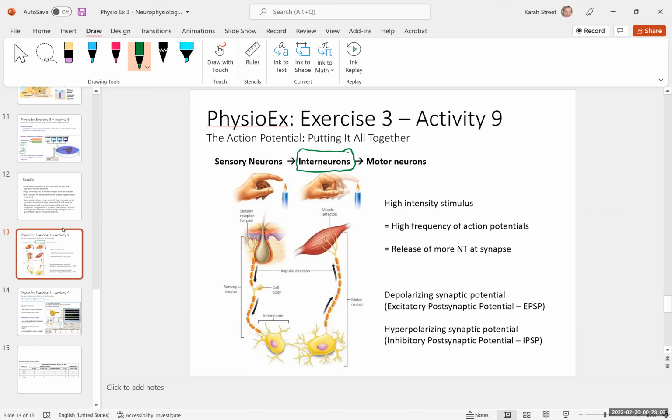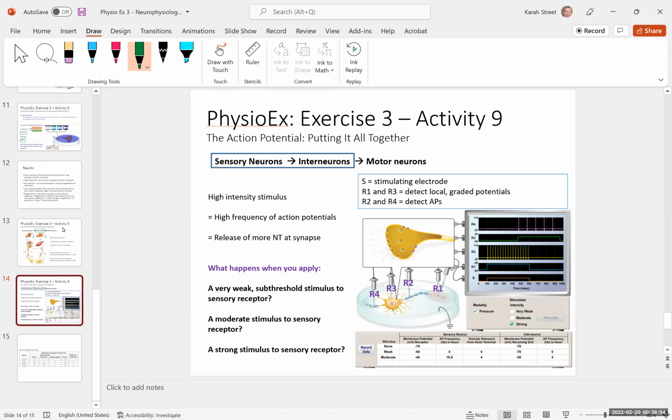In lecture material, you learn about a depolarizing synaptic potential. Depolarizing synaptic potential means the downstream neuron has received an EPSP, or excitatory postsynaptic potential. That means it got less negative, closer to threshold, more likely to spike an action potential. This is different from a hyperpolarizing synaptic potential, or an IPSP. An IPSP means the downstream neuron becomes hyperpolarized, more negative, further away from threshold, less likely to spike an action potential.